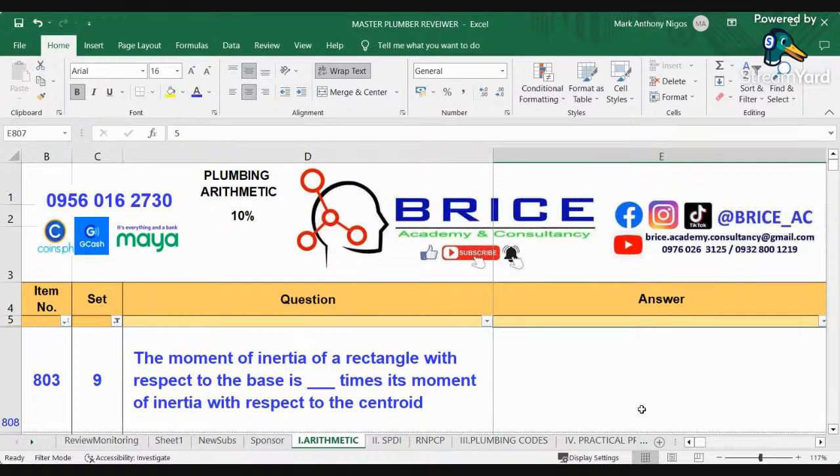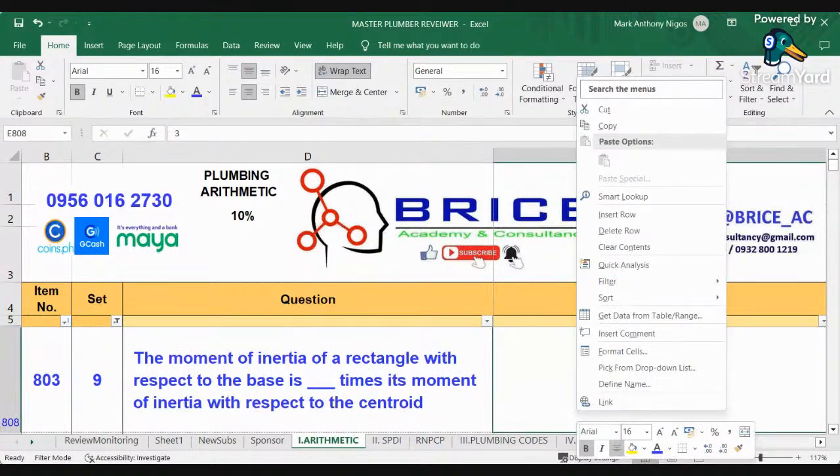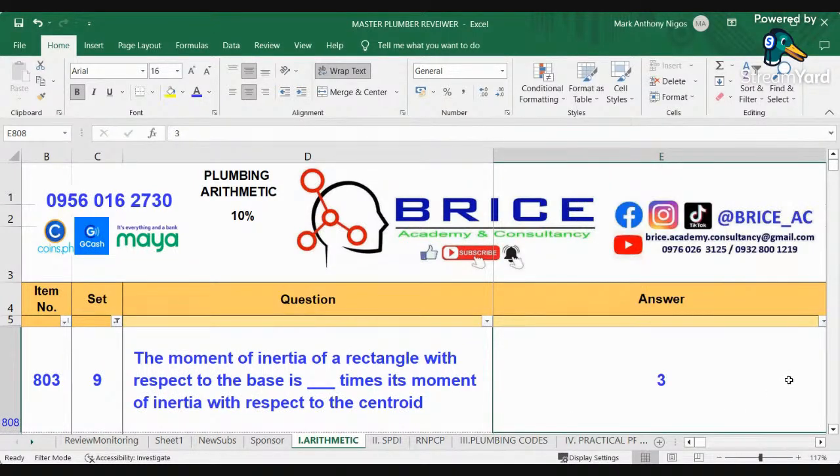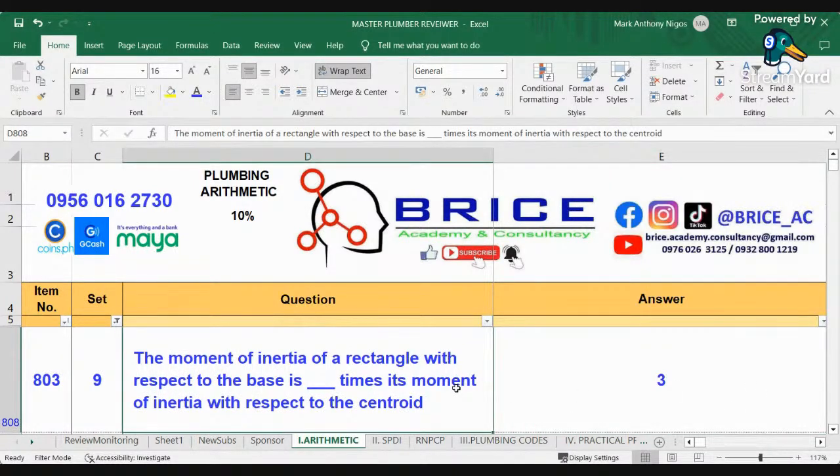802. The moment of inertia of a rectangle with respect to the base is blank times its moment of inertia with respect to the centroid. Answer is 3. The moment of inertia of a rectangle with respect to the base is 3 times its moment of inertia with respect to the centroid. The answer is 3.